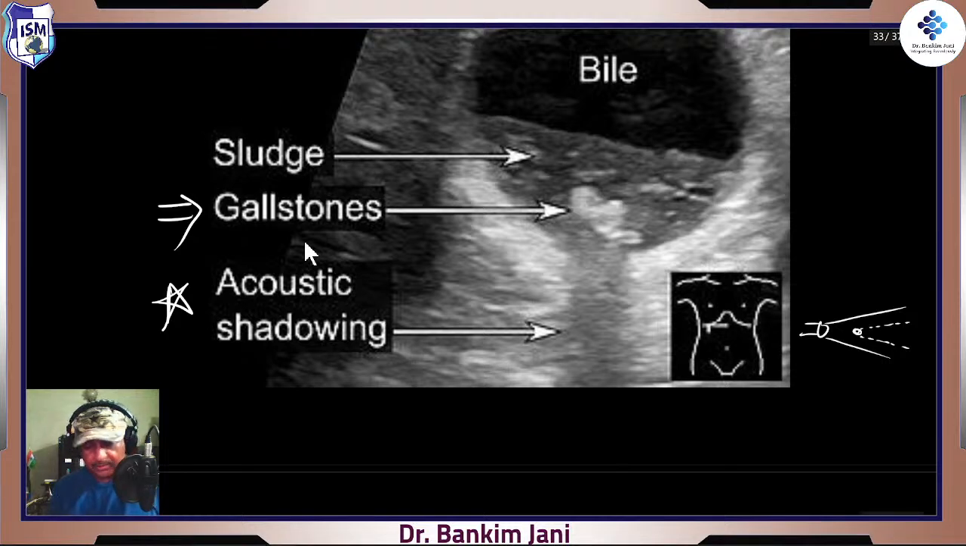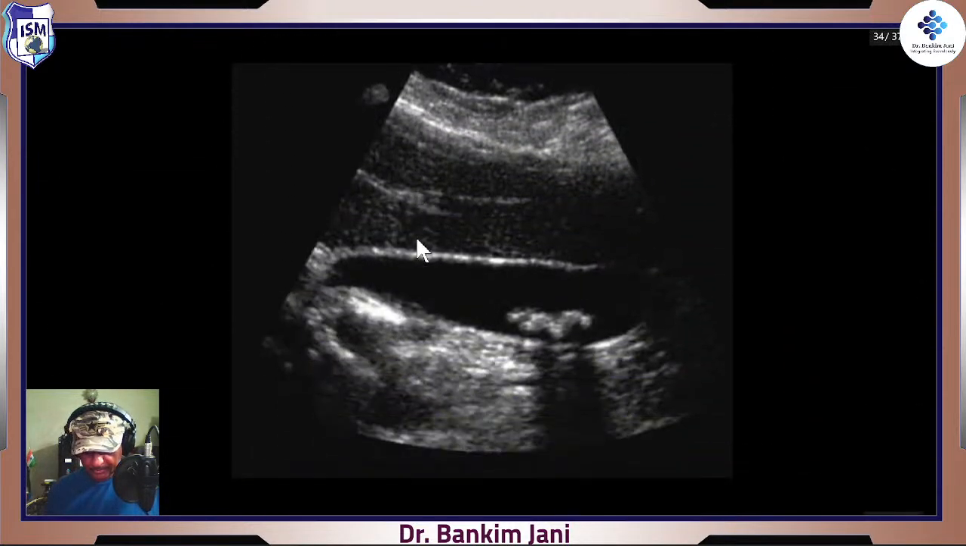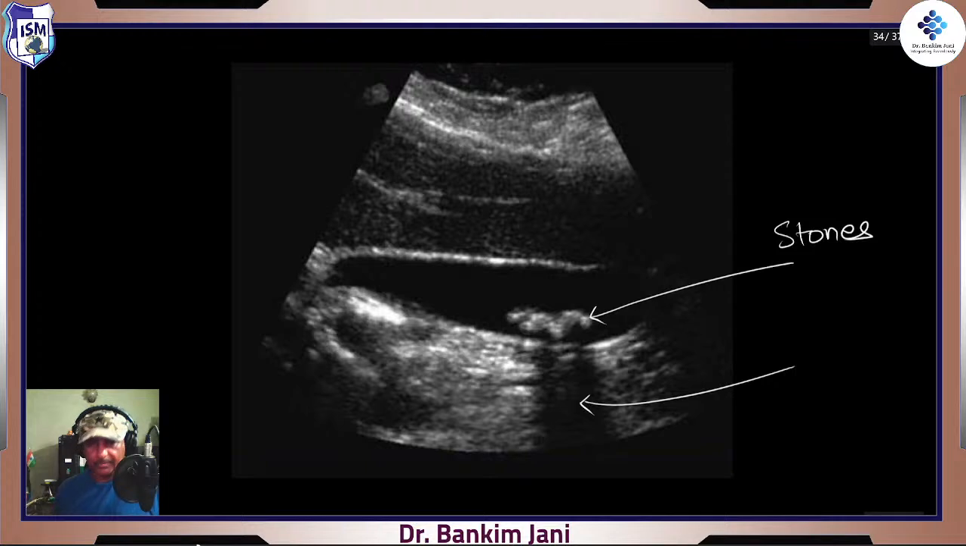And then this one is sludge. Sludge means nothing but all those bile salts, right? Now they are in small particulate form, and they are floating, right? So that is what is called sludge. Okay, one more. So this is typical cholelithiasis, classical, because these are the stones, and awesome acoustic shadow, right? See how nicely the acoustic shadow is seen.